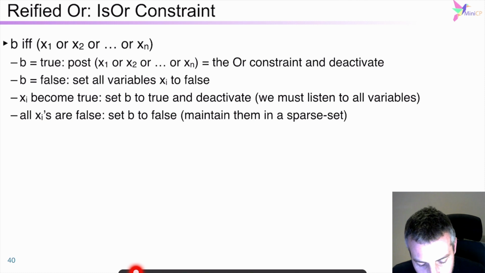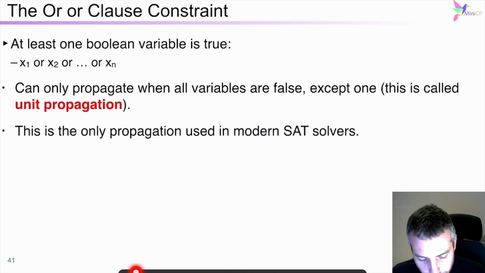Now I will explain how to implement the or constraint, because in case b is true, you will post the or constraint. The or constraint wants that at least one of the variables is true. The question that you should ask yourself is, in which situation can you possibly propagate? The only thing that you can do is when all the variables are false except one. When you detect that only one variable is still not false, it can still be true or false, then you should set that one to true, because you need at least one of them to be true. And since it's the last one, you should set it to true. We call that unit propagation, and it's the type of propagation that is done in modern SAT solvers.